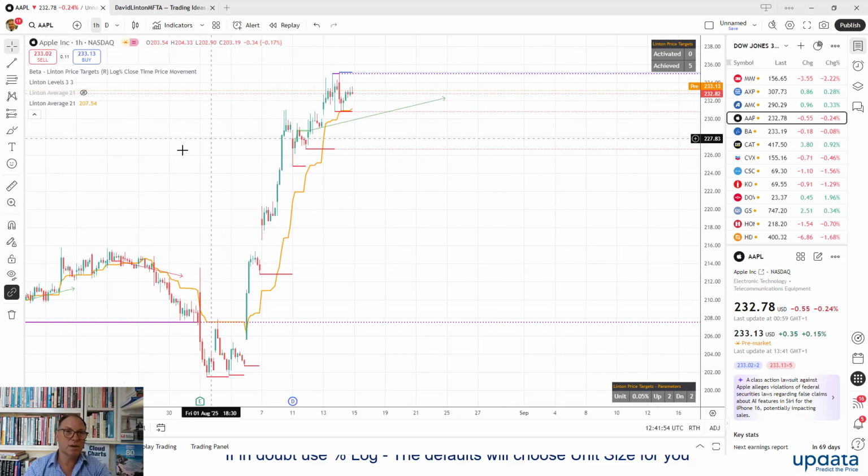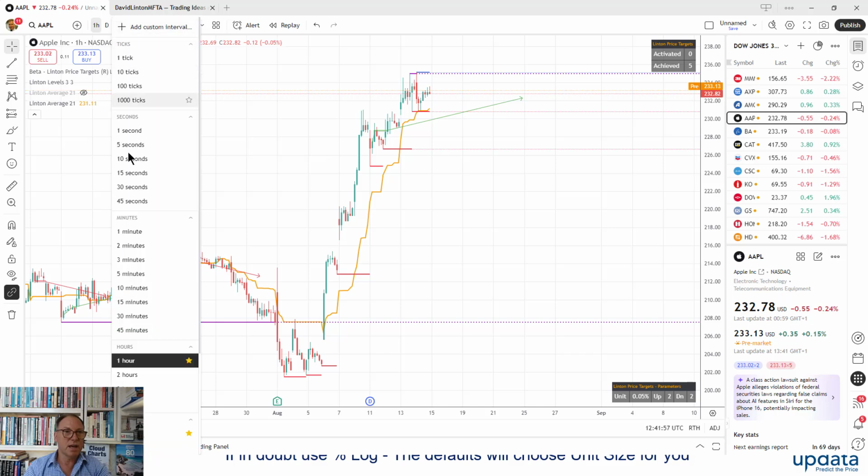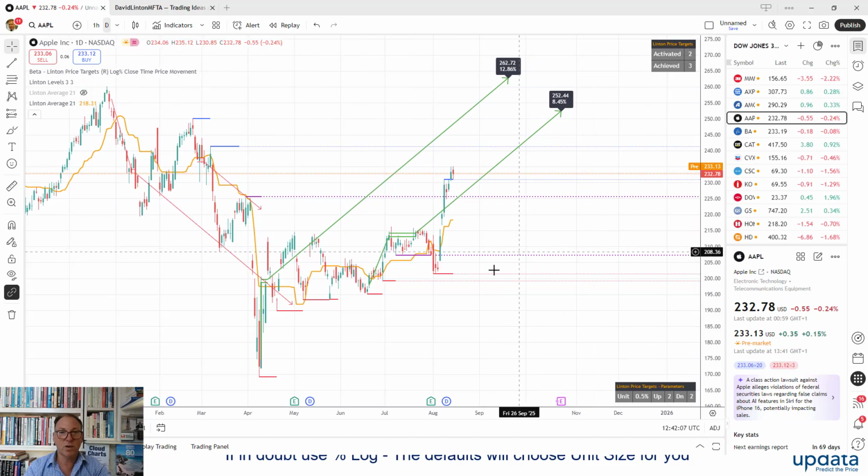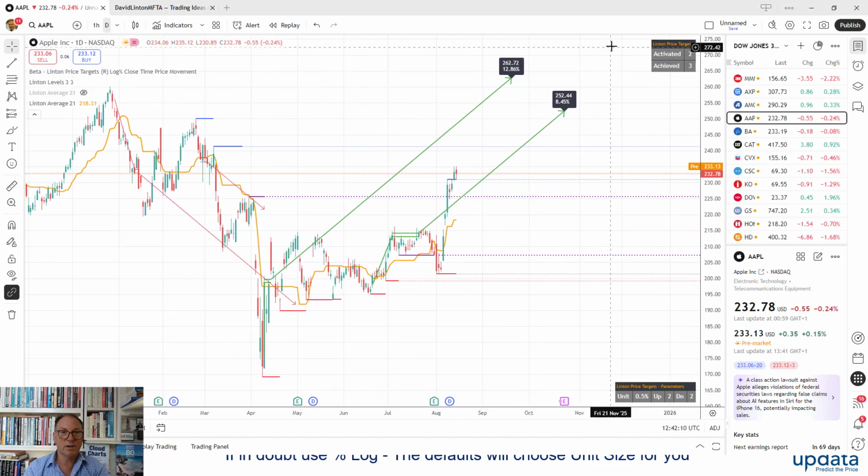This is a 60-minute chart. If we go to a daily chart of Apple, there I'm in the 60-minute chart. You can see 262.72 and 252.44. Those are off those buying thrusts generated log scale. Don't get hung up on those numbers. It's just pointing to potential around those areas. So that is one of the factors in using log scale. The targets will not be exact numbers. So hopefully that just explains the difference between using arithmetic and log. I recommend you stick to log.